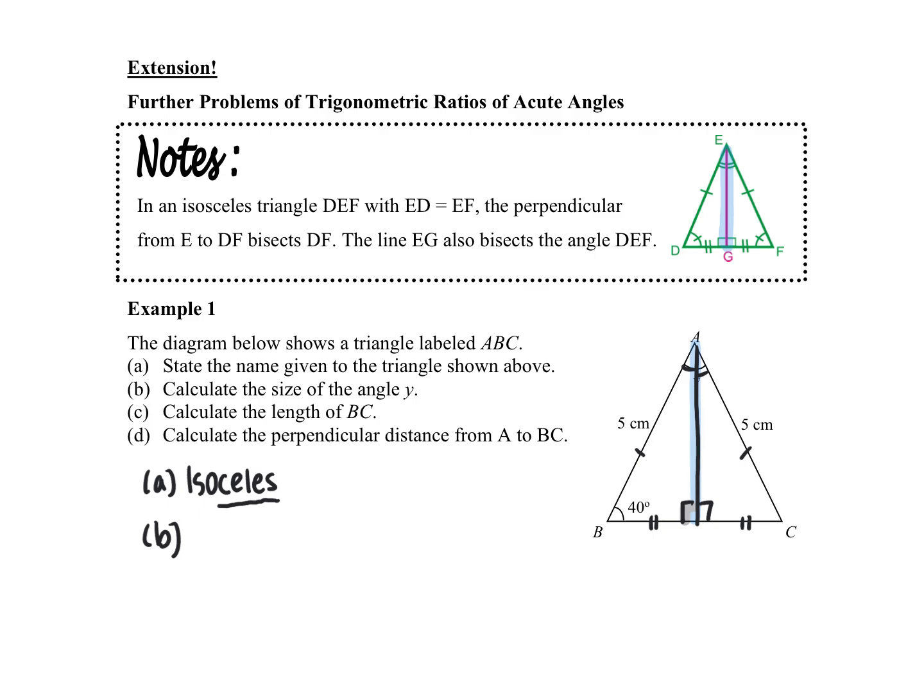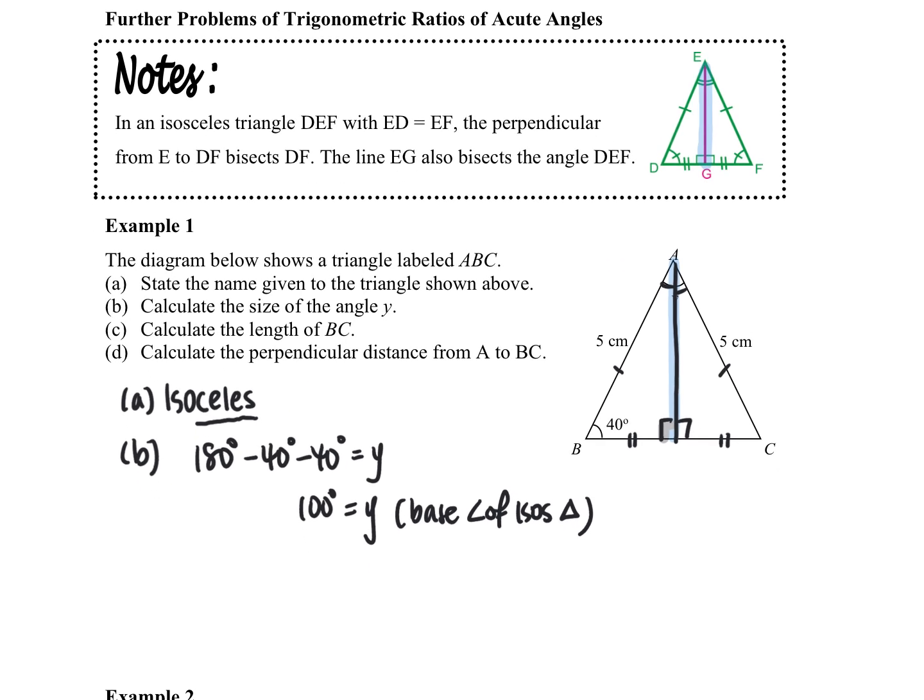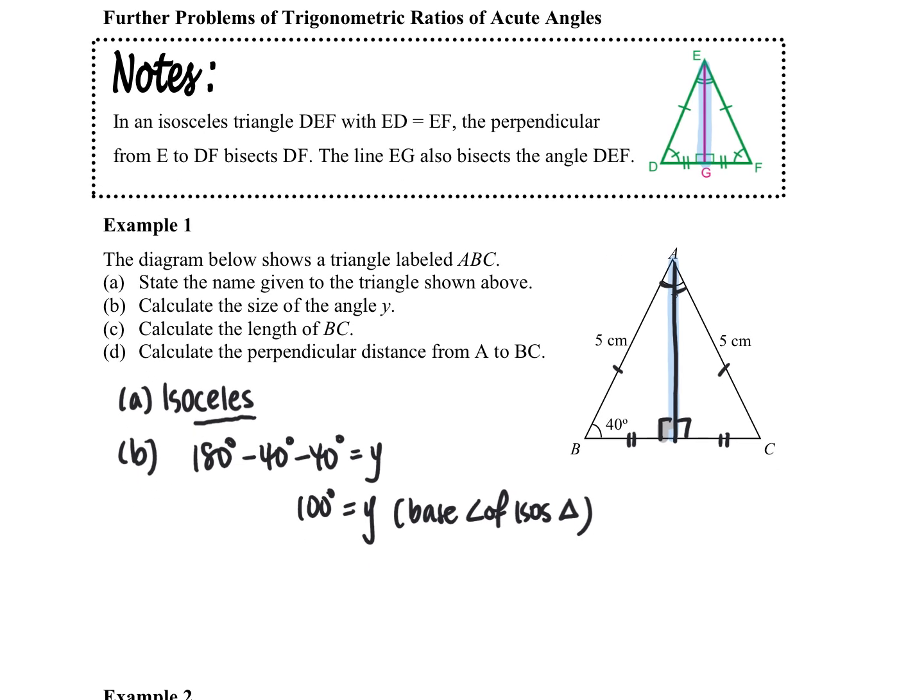Oh, actually, I can just straight away find the angle, right? I don't even need this. Okay, good. So I'll just do 180 take away 40, take away 40, and that's my Y: 100. This is the base angle of an isosceles triangle. But if they never ask for the reason, you don't need to write it. I'm just putting it here as a recap. That's because it's not drawn to scale.